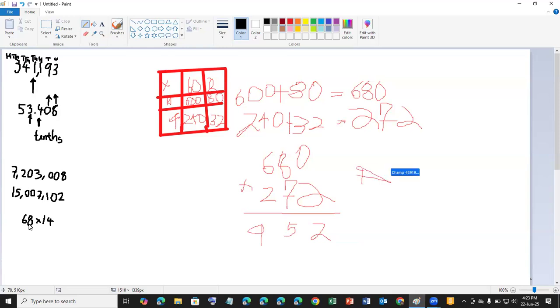Now let me ask you a question. Well done. This method, right? Yes. Versus the normal method that you know. You know this method of saying 68 times 14, the column method. Yes, I like this one better. It's easier for me. 4 times 8, 32, right? 2 carries 3. 4 times 6 is 24, plus 3 is 27.